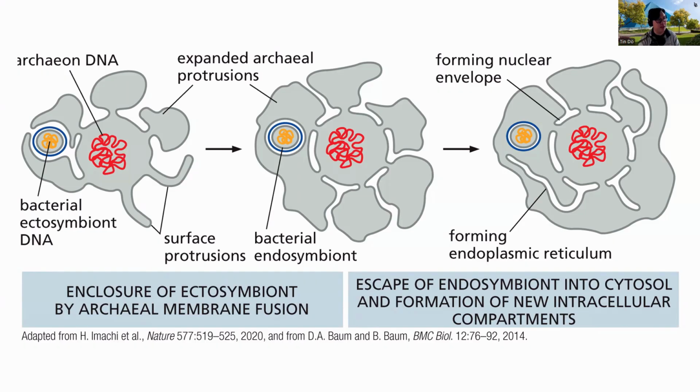But right here, we can see that as it's getting engulfed, and let me draw the picture right here, we're going to have some expansion occurring so that it starts floating around in the archaic cytosol. And through there, we can see it's forming a nuclear envelope around. So enclosure of ectosymbiotic by archaeal membrane fusion. Again, we're trying to fuse and join it together. Escape of endosymbiont into a cytosol and formation of new intracellular compartments. So again, we can see right here, there is a little area gap before the fusion occurs.